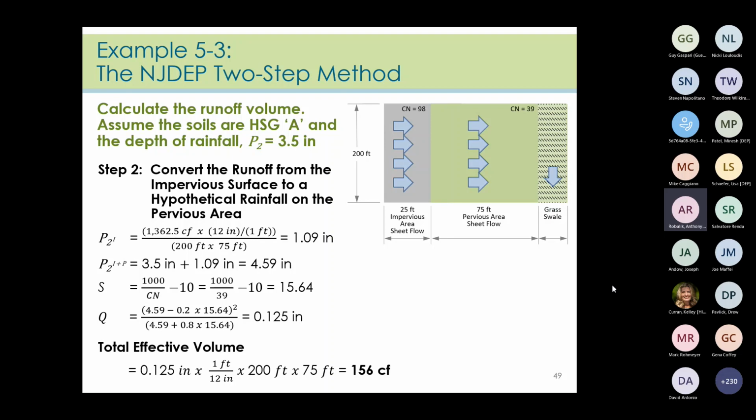We then take that rainfall depth and add it to the 2-year storm rainfall depth, which also falls onto the pervious surface, to get the total effective rainfall depth of 4.59 inches. Now we can use the NRCS equation for the pervious area, inputting this total effective rainfall depth and the appropriate on-site retention S to get the effective depth of rain falling on the pervious area. And we can convert that effective depth to effective volume by multiplying back by the pervious area. And we see 156 cubic feet. It's a pretty good amount of reduction in volume.